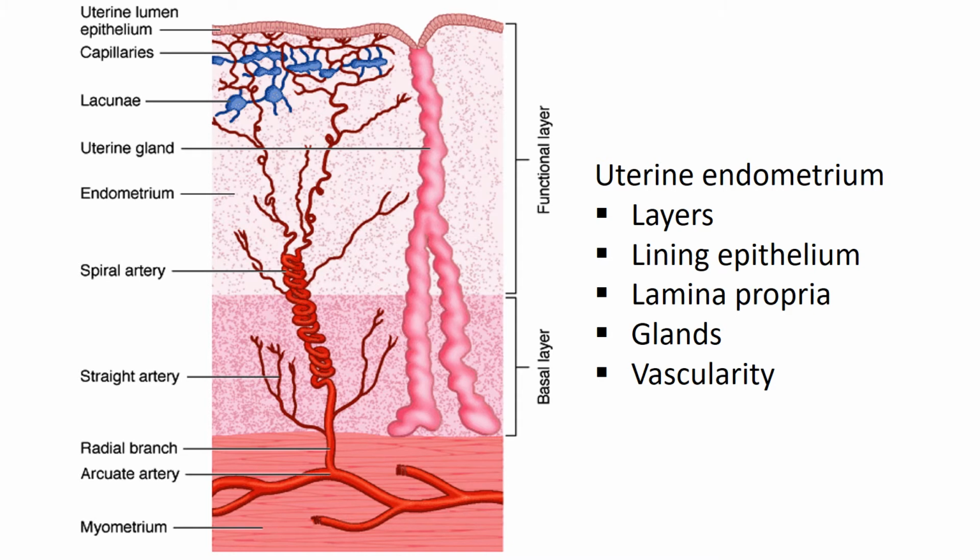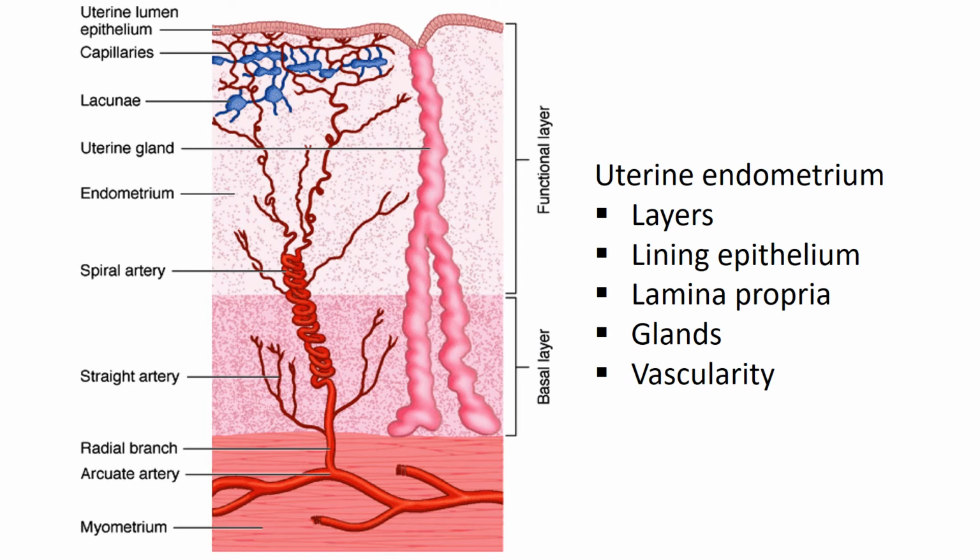Then in the lamina propria, there is a difference between the two layers. In the basal layer, the lamina propria is more cellular. It consists of more fibroblasts and less ground substance compared with the outer functional layer. The outer functional layer is less cellular and consists of more ground substance matrix.